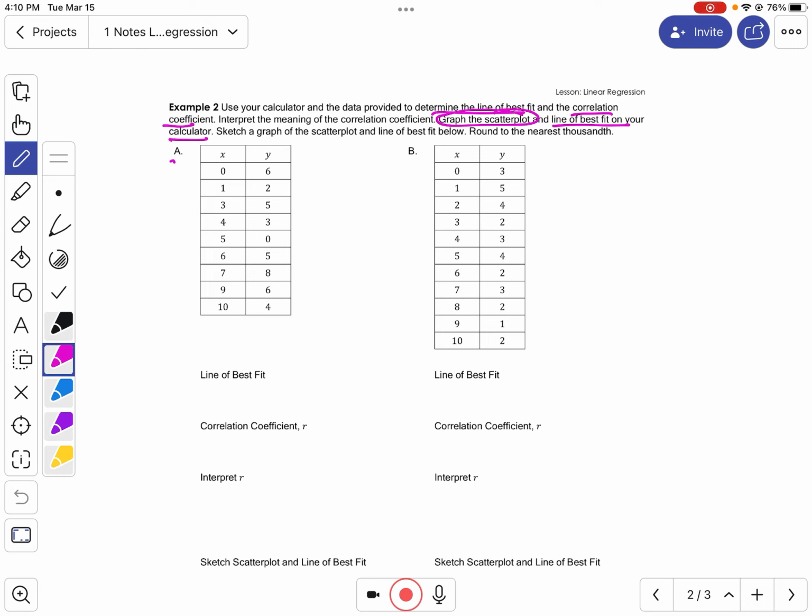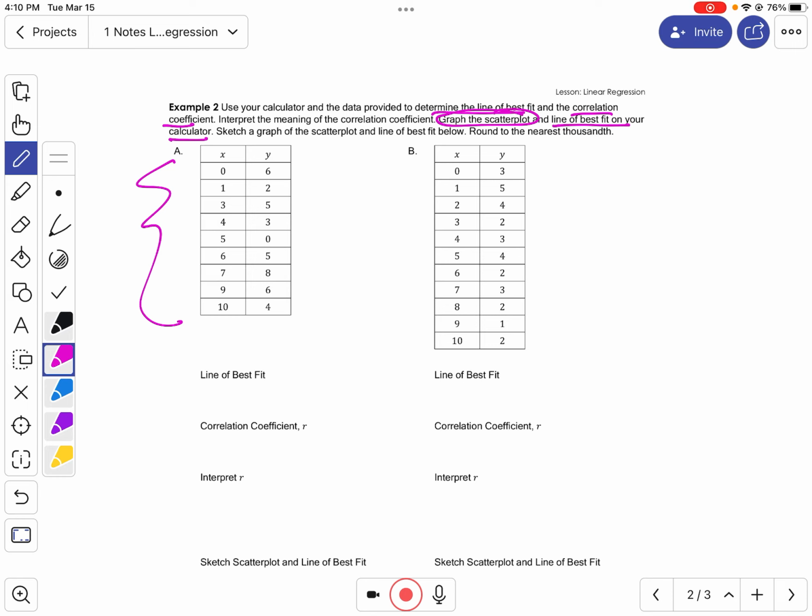So go ahead and start plugging these values into your calculator. So I will do that. So stat, edit. You can press clear at the top if you want to clear it out before you get started. Okay, so then we're going back to stat, calc, number 4.